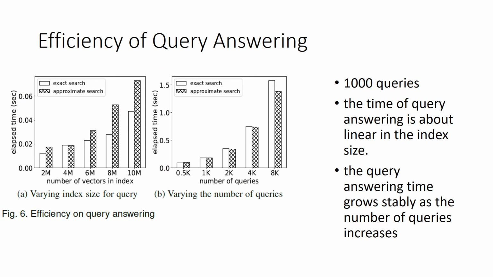In terms of query answering, the time of query answering is about linear in the index size. This shows the number of vectors in the index, and as we can see, the time increases for both exact search and approximate search as the size of the inverted index grows.